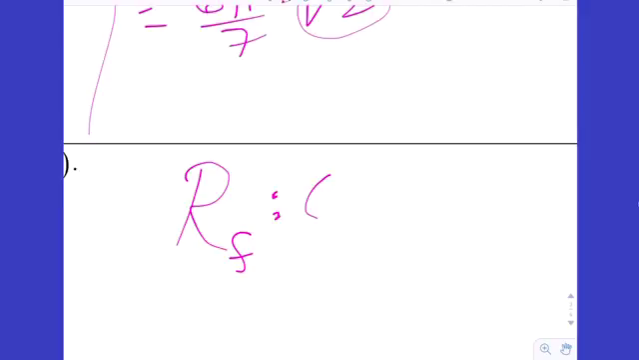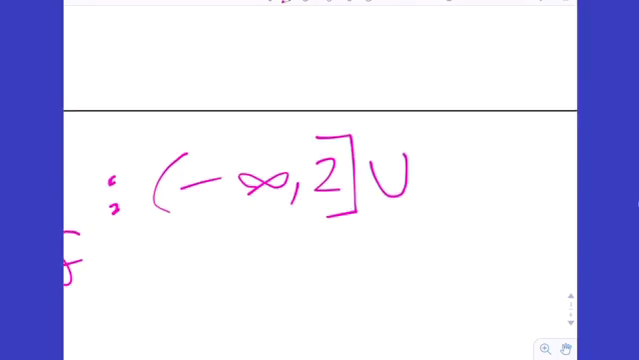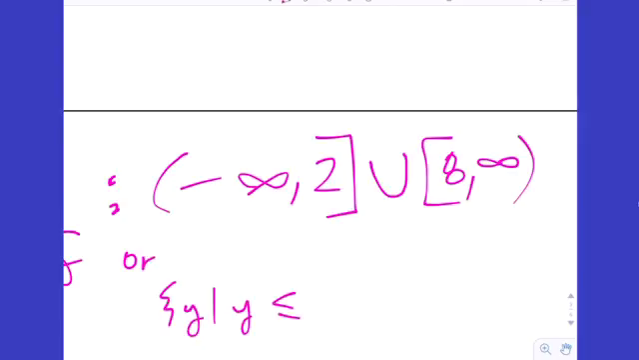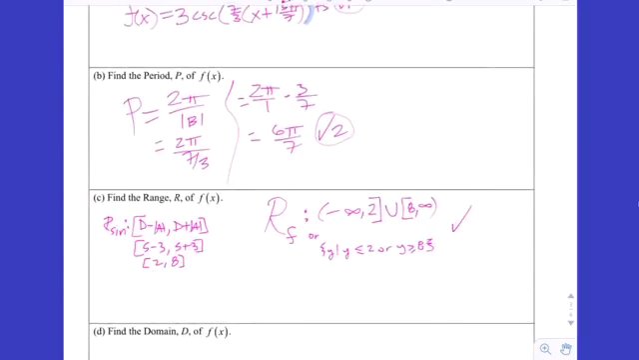And you can write it like this: negative infinity to 2, bracket, union. Now the union symbol is that. It doesn't have a kickstand on it. So some people did that. I didn't count off. And then bracket, 8 to infinity. So you could have done that. Or you could have said the set of all y such that y is less than or equal to 2, or y is greater than or equal to 8. So either one of those, that got the third check.